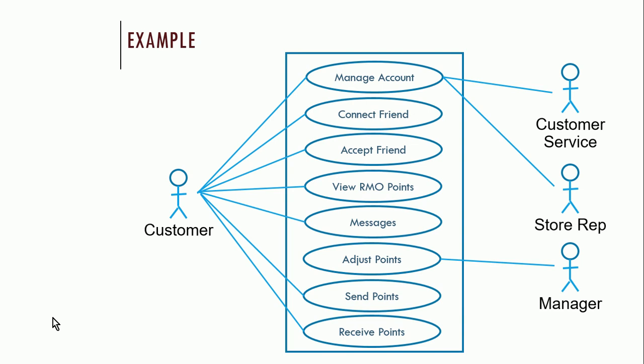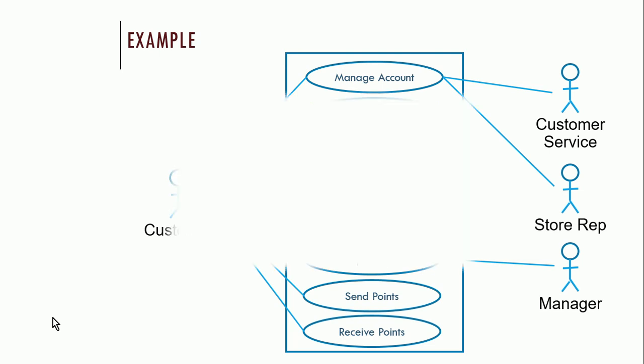And again, this might be just one part of a much larger system, right? This is just the customer loyalty component of a much larger system. So we would have other use case diagrams describing other things in our system.